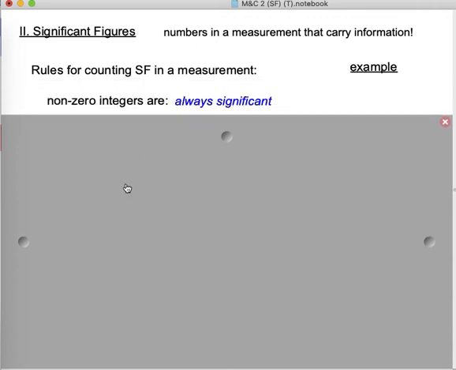Non-zero integers in a measurement are always significant. What are non-zero integers? Well, they're essentially 1 through 9. So for example, 356 centimeters would have 3 significant figures.